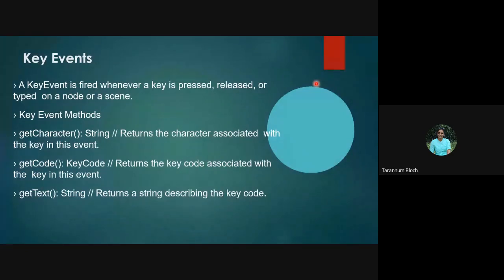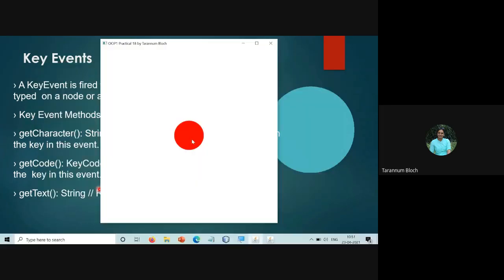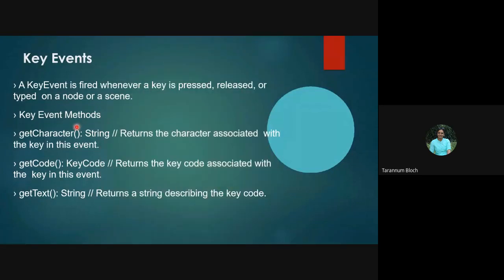So a key event is usually fired on a node or a scene, right? This is, as I said, the scene. Or if you want to go with the mouse, this is a node. It could be any text box, any text, any object. If you want to go with a particular node and then use the key press, you can just go with that, right?